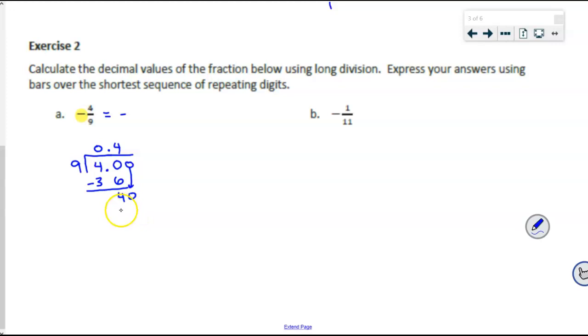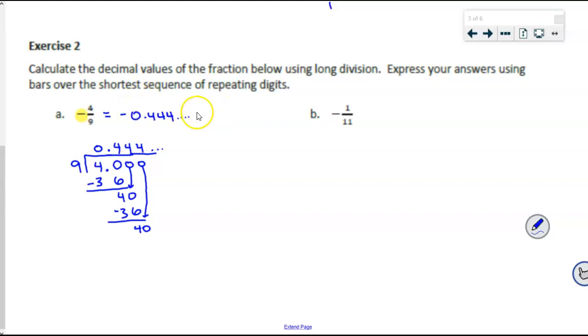Can 9 go into 40? Yes, we already know the answer to that. It's 4. And how about that? We're right back to where we started again. So we can see at this point that the process is going to continue to repeat. Stop. Recognize that repetition. And now we are going to write it as 0.444 ellipses.